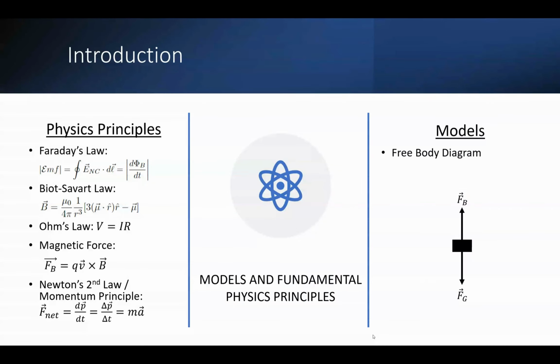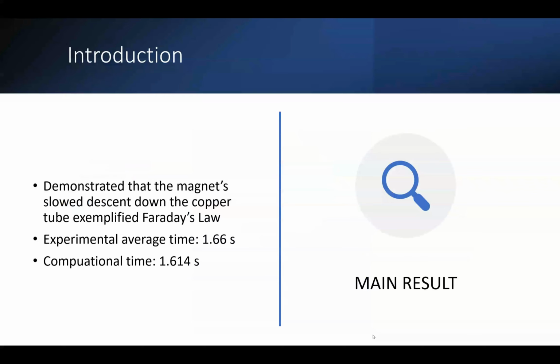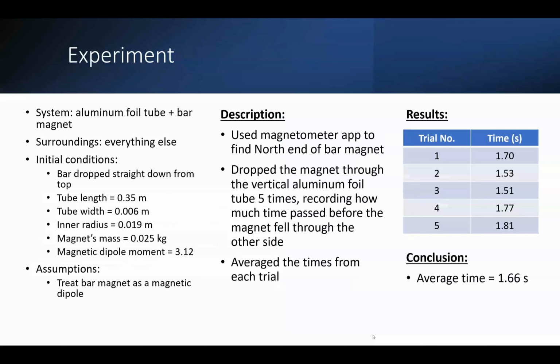In addition, I used a free body diagram to model the barred magnet with gravity pointing downward and magnetic force counteracting it. The main result was that we demonstrated that the magnet's slow descent down the copper tube exemplified Faraday's law. The experimental average time was found to be 1.66 seconds, and the computational time was 1.614 seconds.